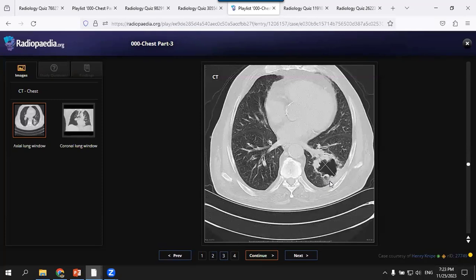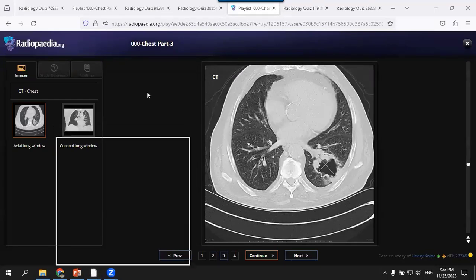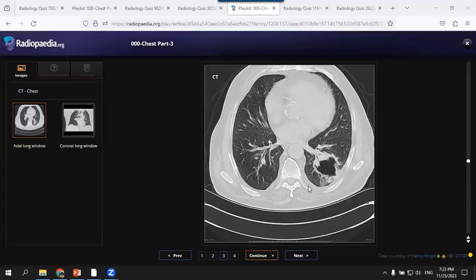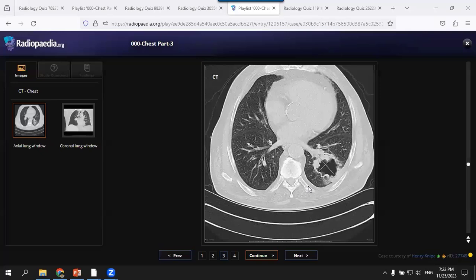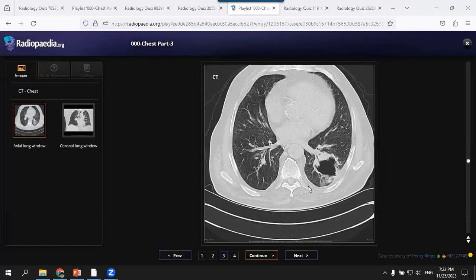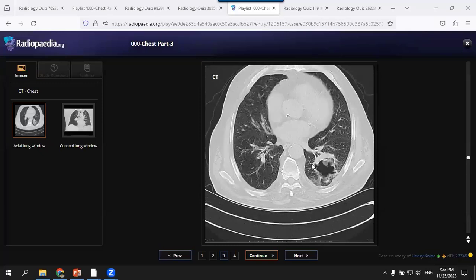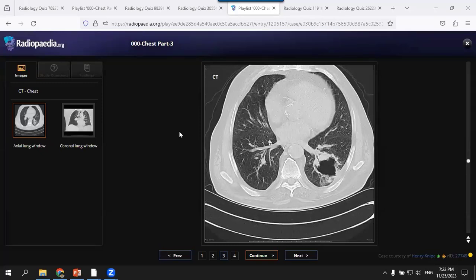So CT demonstrates a thick cavitating mass with a thick nodular wall and minimal consolidation surrounding it. So this is most likely cavitating bronchogenic cancer. In lung abscess, usually there is uniform wall thickness, not nodular. Here it is non-uniform and nodular. Also, we comment on the mediastinal window for lymph nodes.